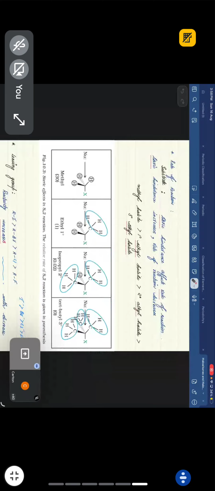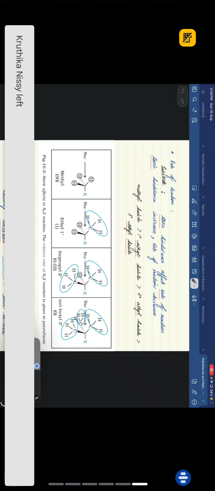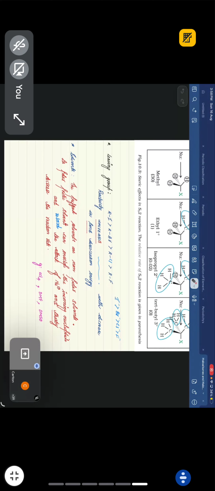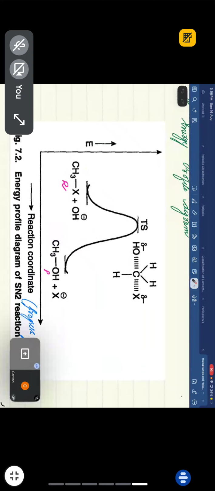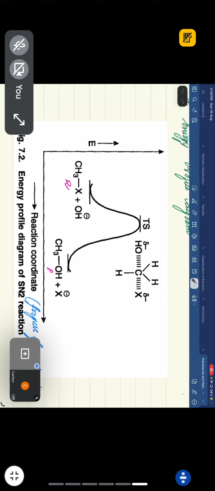Now I want you to write the next point. What are the points you've written till now? We started with reaction mechanism, done; rate of reactivity, done. Now write down: energy profile diagram. Topic under it, energy profile diagram. You should not take more than 2 minutes, and draw it quickly.